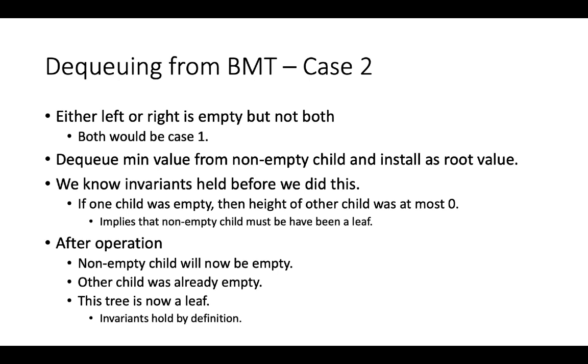And then the other child was already empty, which means that we, having stolen the minimum value from our one non-empty child, now have turned ourselves into a leaf with 2 empty children and 1 value here. So case 2 is, we know that the invariants held before the operation. We can analyze our case with respect to those invariants to infer something that has to be true, that the non-empty child can only have one thing in it anyway. And then we know that after the operation, all our invariants will be true again, and so we're good.